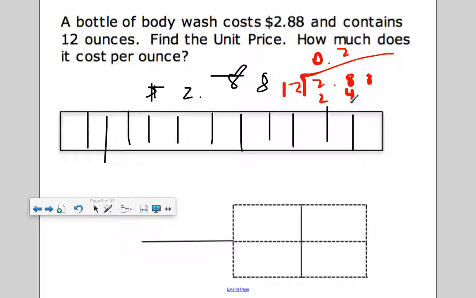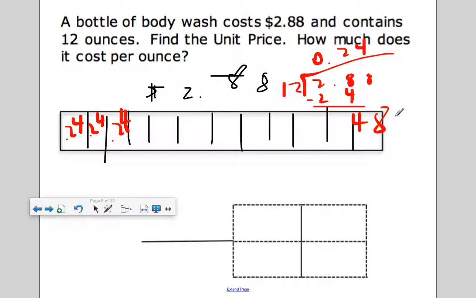So if I subtract, 28 minus 24 is 4. I bring down the 8. How many 12s go in 48? 4 times. So it costs 24 cents for each ounce. 24 cents per ounce. 24 cents for 1 ounce. I'm not going to repeat this, but imagine all this bar model is filled with 24.